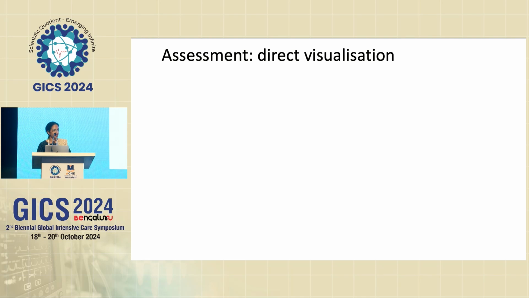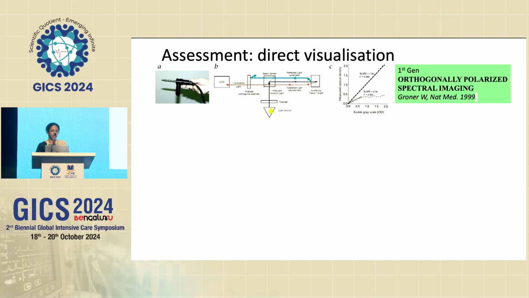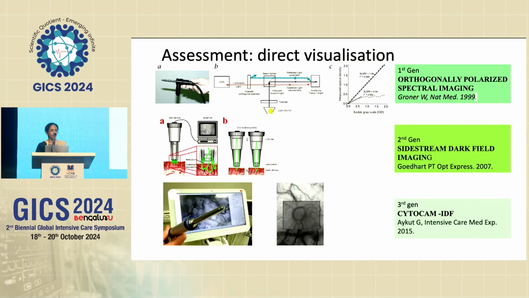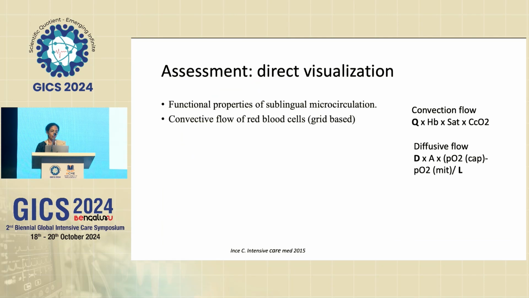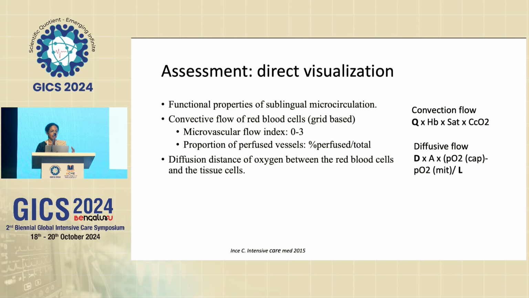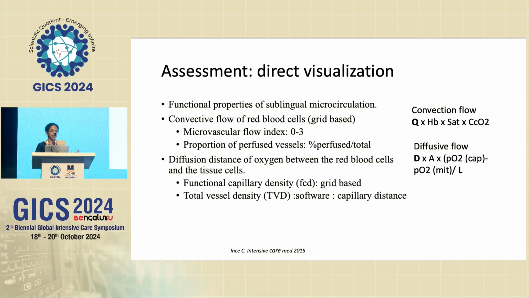So this is by far still in the research stage, not freely available, but the microscopes have gone through a lot of advances, and now we have small probes which we can place under the sublingual area to look at the microcirculation. So what do they look at? They look at the flows, which can be graded, the flow indices, the perfused vessel percentage, the functional capillary density, and also the heterogeneity that is there. So all these can be recorded.